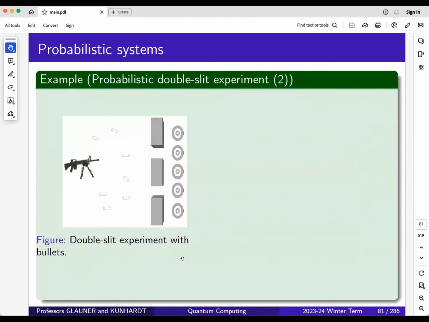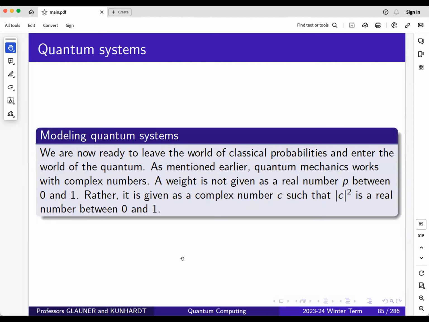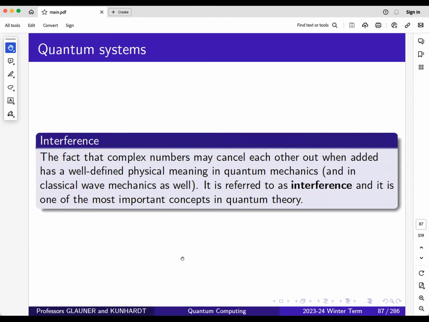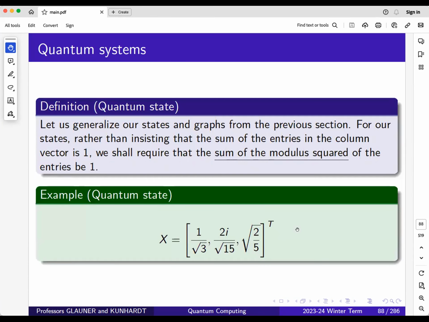And then we continued with that and said we're not working with real probabilities between 0 and 1 anymore, but we're going to use complex probabilities. And the complex probabilities will allow us to describe a phenomenon called interference that we will deal with in this course. And we saw that a quantum state contains still probabilities, but this time it's complex probabilities. And the requirement is not that these probabilities add up to 1, but their modulus squared must add up to 1, or their absolute value squared must add up to 1. We saw one example state here.